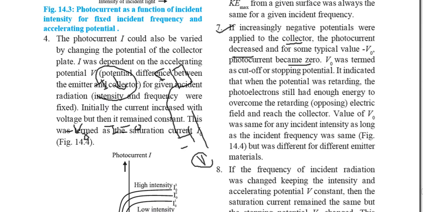V0 was termed as a cutoff or stopping potential. So this V0 is nothing but the stopping potential. It indicates that when the potential was retarding, means reverse, because we are applying the negative voltage to the collector plate, that is called retarding. The photoelectrons will have enough energy to overcome the retarding, means opposing, electric field and reach the collector.